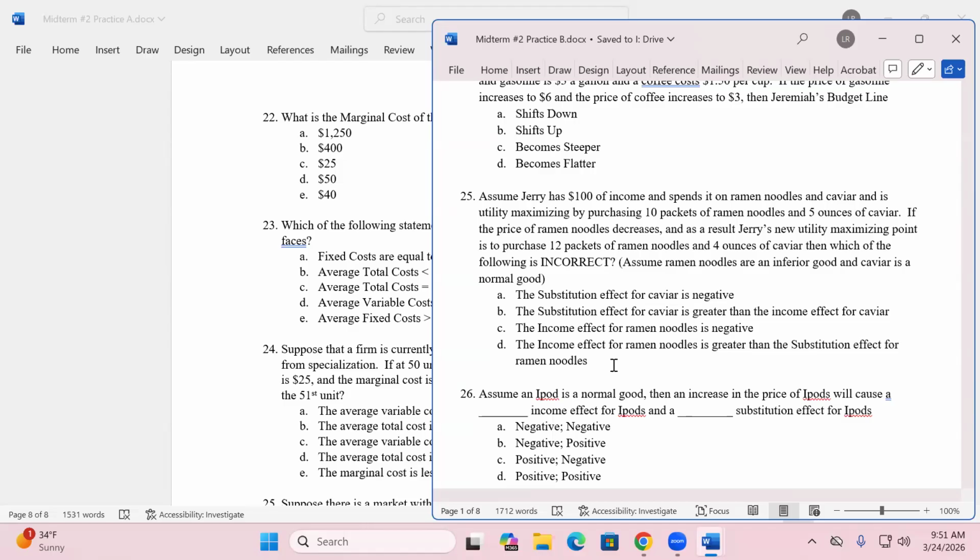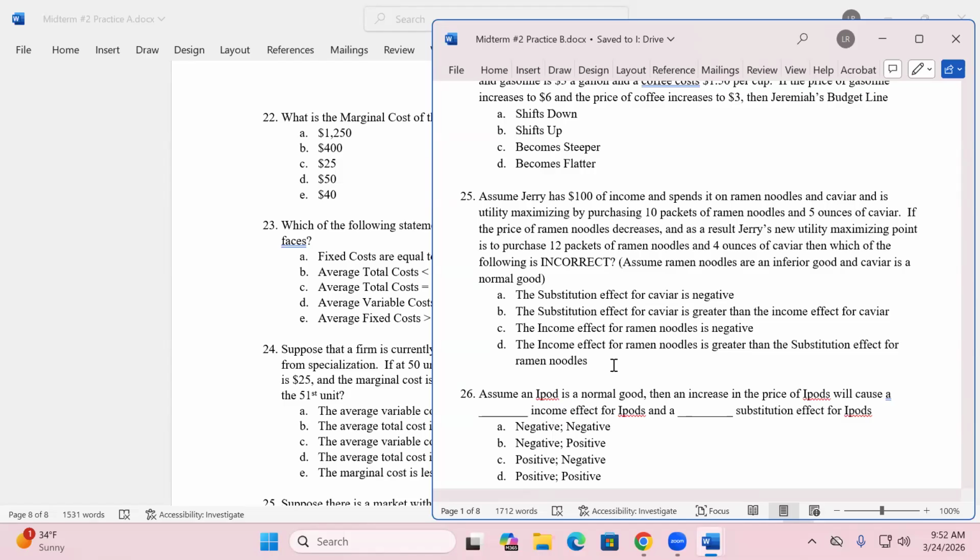Now here, I told you what the total effects were. If the total effect for ramen is that I buy more, which of these must have been larger? So here, if I identify these effects and I know the total, I always know which of these is going to be larger. And then same kind of idea here. If I know the total effect is I buy less caviar, it must have been that the substitution effect was actually larger as well. Okay.